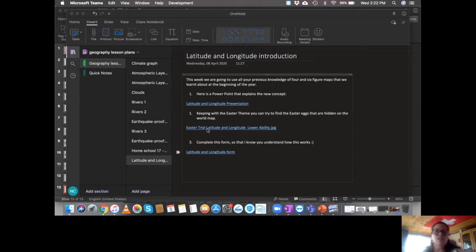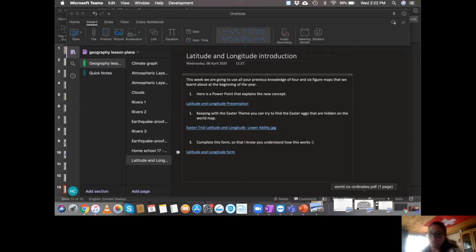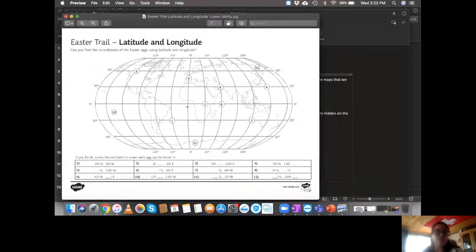We're also going to look at this Easter trial, Latitude and Longitude, which is this, as you can see here. All you need to do for me is fill in the degrees. This has got no minutes, so it's not as confusing, but just degrees. For instance, the first one has been done for you. It is number 1, it's over here.